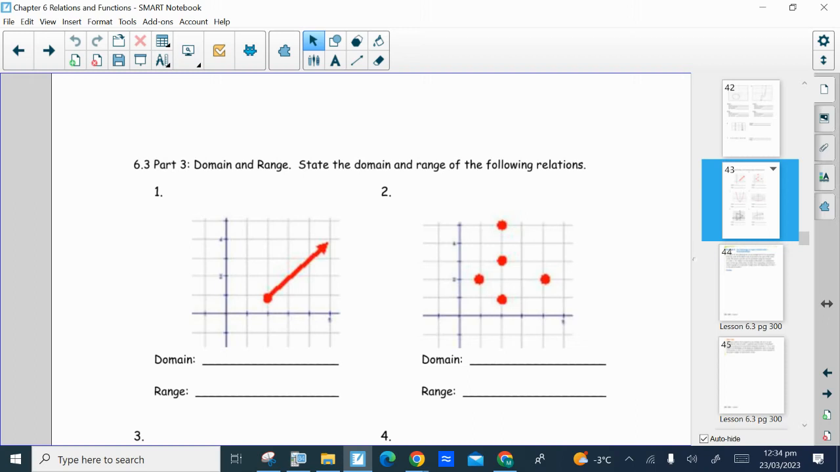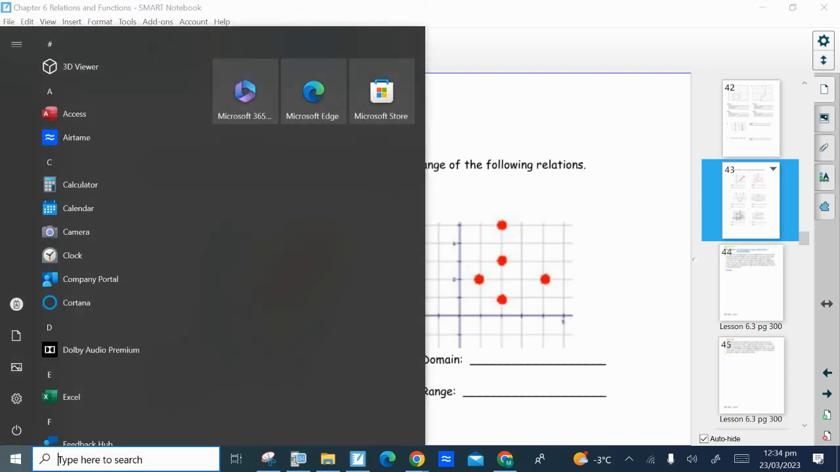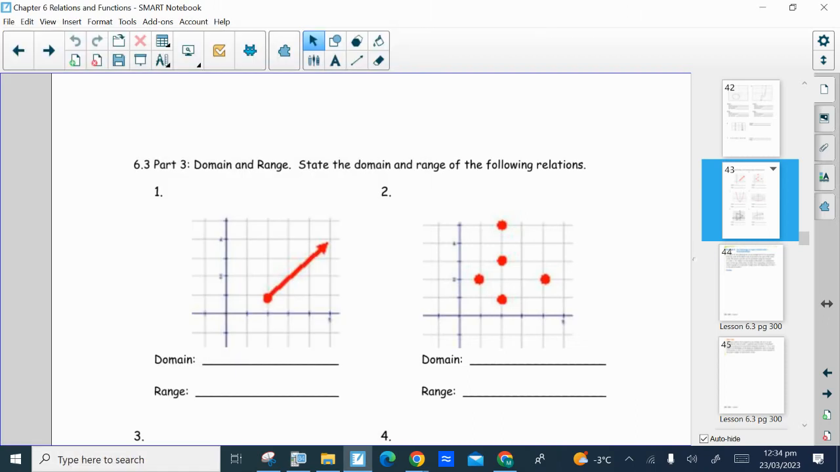So we're going to continue looking at domain and range. So remember, the domain are all the x values that are part of the relation. They are the independent variables. If you're looking at a graph, it's what goes left and right.